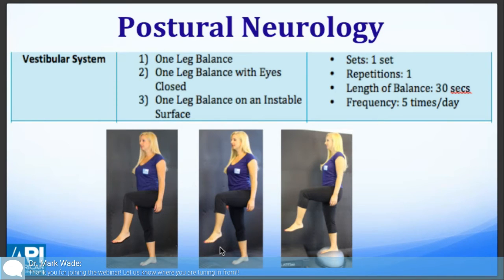So in the first phase, you would have the patient doing one leg balance. You can see that in the first photo. So this is just going to be on the ground with the eyes open. And then in the second phase, one leg balance with eyes closed, for example. And then one leg balance on an unstable surface. So we just took the same exercise and we made it progressively more difficult that the patient is going to do throughout their treatment plan.